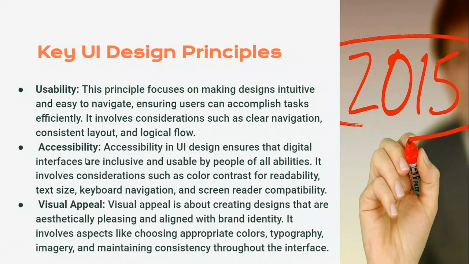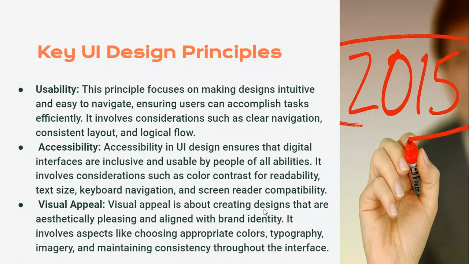Okay, the other one is about accessibility. Your UI design should be accessible to people of all abilities. It involves considering things like color contrast for readability, text size, keyboard navigation, and screen reader compatibility, and all that. Lastly, what we call visual appeal.